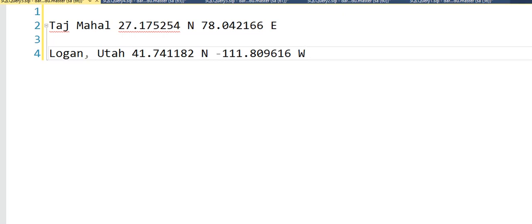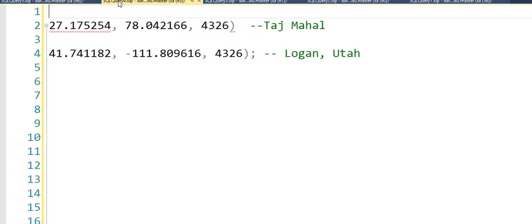We have our coordinates now, and we've pasted them into SQL Server. However, SQL Server won't like north and east, north and west. So we will have those be positive and negative numbers. So here we have the Taj Mahal and Logan. The next step is to declare a variable of type geography. So we declare @tm to be of type geography. Then we set that variable equal to the Taj Mahal.